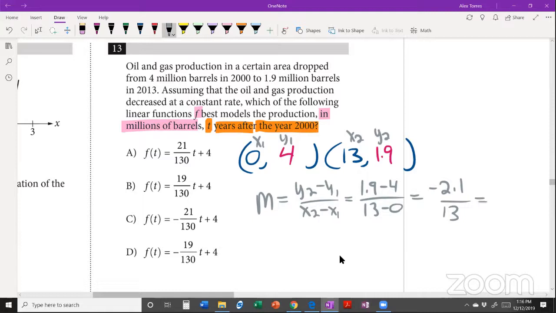So what they're doing is multiplying the top and bottom by 10. So negative 2.1 times 10 is negative 21. 13 times 10 is 130. And now we have a slope that matches one of the answer choices. And the answer to 13 is C. We don't need to find the rest of the equation because there's only one answer choice that has the right slope. So that's number 13.